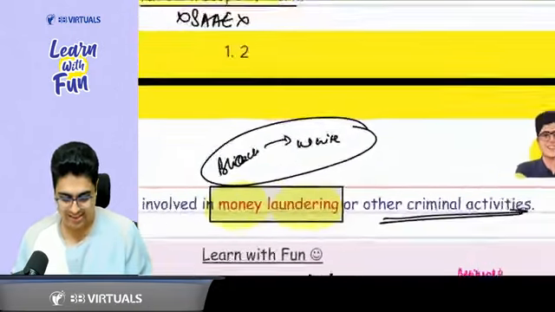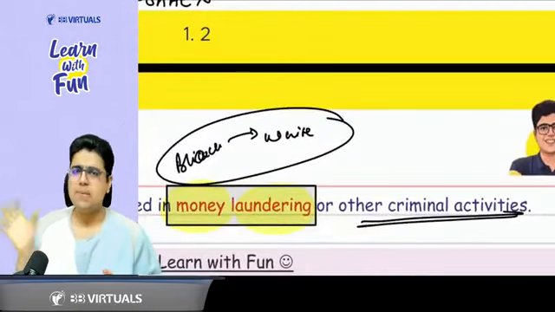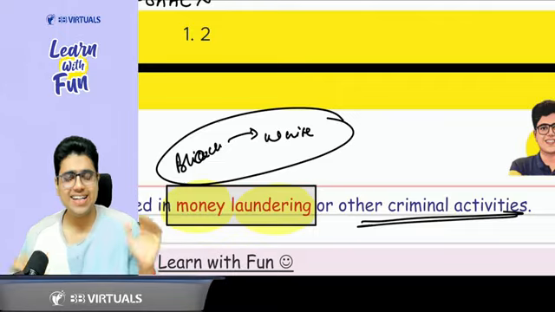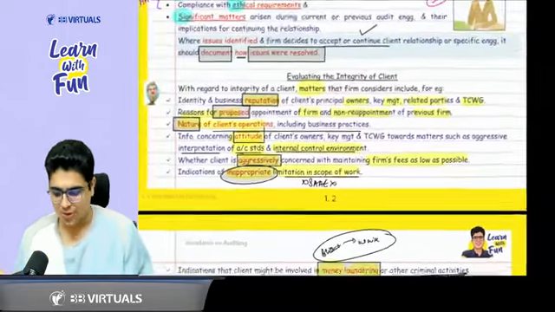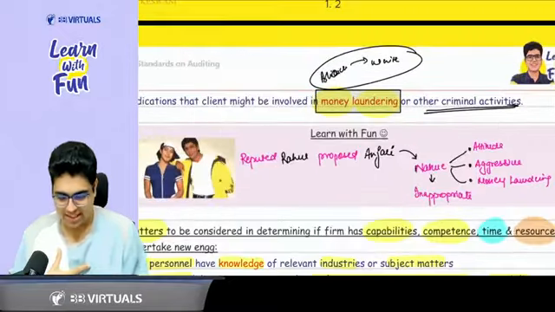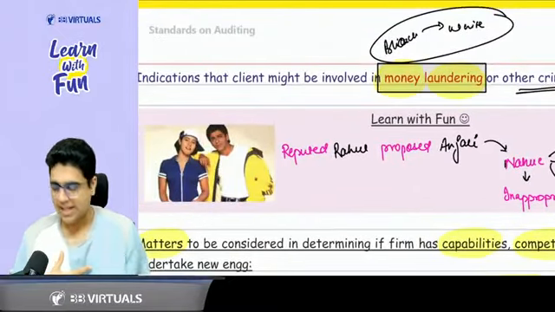And last point says client is involved in money laundering. Black money to white money. Is it good? No, sir. Less integrity, don't accept. So I hope all of you understood what the points are trying to say. Now let's learn them. So we will learn them through this story of Rahul and Anjali.